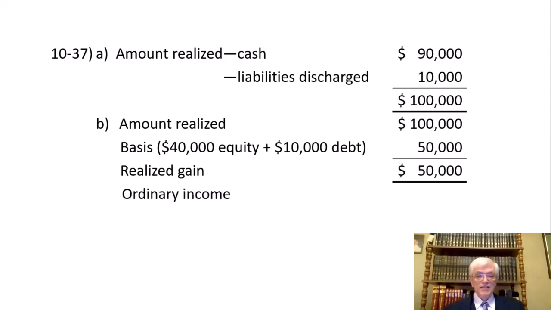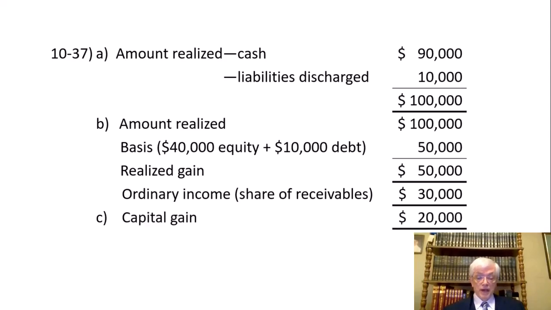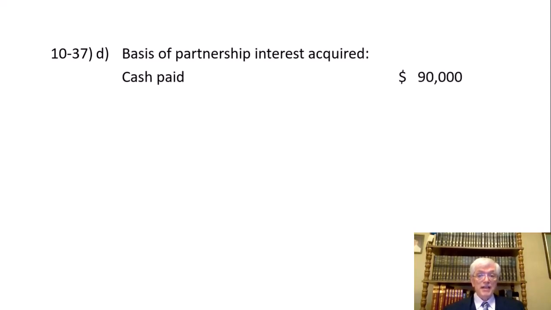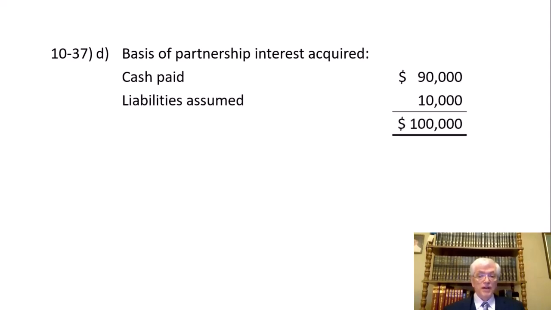Realized gain is $50,000. Ordinary income portion, that will be the share of receivables. We have $90,000 of receivables, and Barry's share of that is 1/3, so $30,000. Letter C, how much capital gain must Barry report? Capital gain is going to be the other $20,000. Total gain was $50,000, so $30,000 ordinary, $20,000 is capital gain. Letter D, what is Dale's basis in the partnership interest acquired? Basis of the partnership interest acquired is cash paid of $90,000, liability assumed of $10,000 for a total of $100,000.